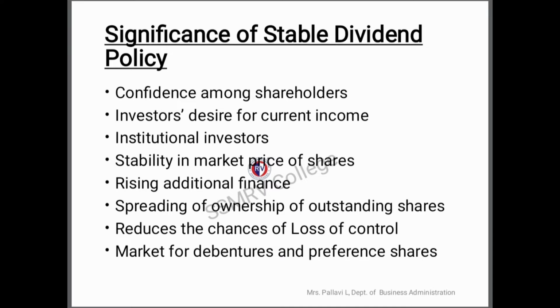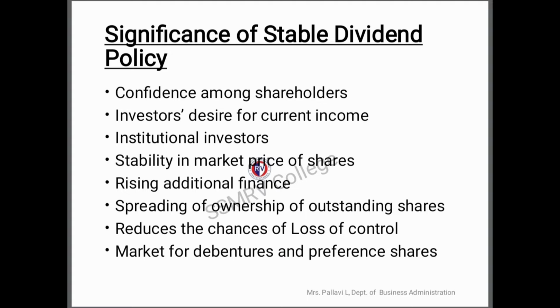And the next point is spreading of ownership of outstanding shares. Guys, stable dividend policy may also help in spreading the ownership of shares more widely among small investors. Okay, and that's really a good advantage when a company adopts this dividend policy. And the next point is it reduces the chance of loss of control. How does it reduce the loss of control? With spreading of ownership of outstanding shares among a large number of small investors, the chances of loss of control by the present management over the company may be higher, but in case of stable dividend policy it can always be reduced.